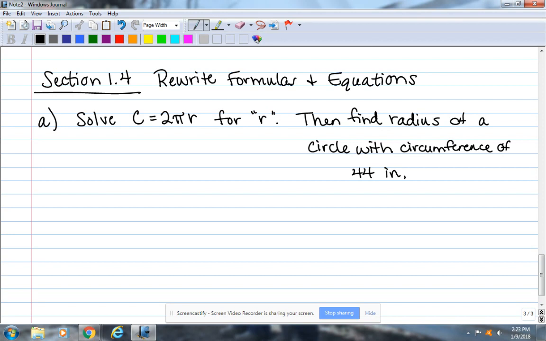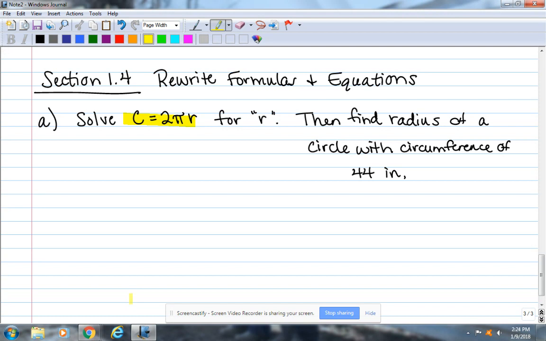So, what we're going to do first, it's like a two-step process. There's two things we have to do. The first thing we have to do is solve C equals 2 pi R for R. Now, that's the formula for the circumference of a circle. It's a geometry concept. Okay? Twice the radius times pi is the circumference of a circle. We're going to solve that equation, that formula, for R. So we're going to take this and solve it for R. We're going to get the R completely by itself.